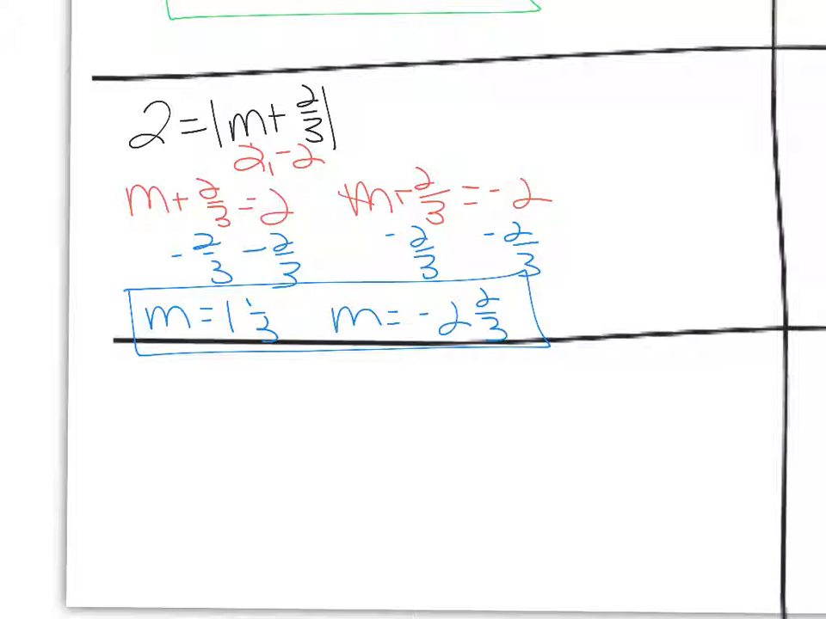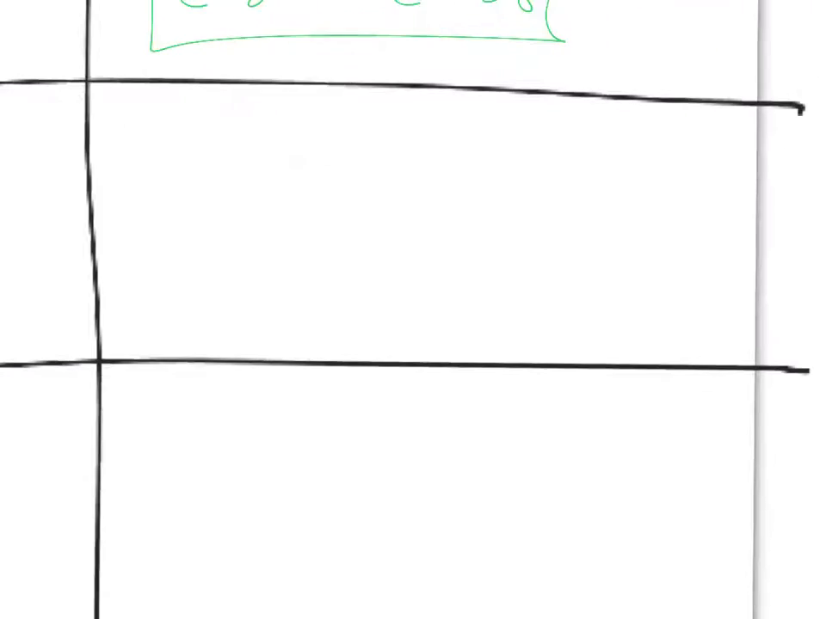Okay, one more. This one's kind of different. This one says negative 2 times the absolute value of 3d equals 4. First of all, what I want you to notice is my absolute value. It's not isolated because I've got that negative 2.